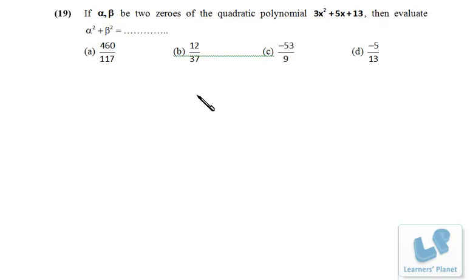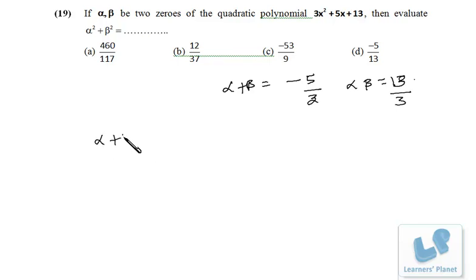Now suppose this is the polynomial with us and we have to find the value of alpha square plus beta square. Now how do we calculate alpha square plus beta square? See here, first of all I write alpha plus beta is minus b by a, and alpha beta is c by a, that's 13 by 3, right? Now if I write alpha plus beta whole square, what will I get? Alpha square plus beta square plus 2 alpha beta, right?